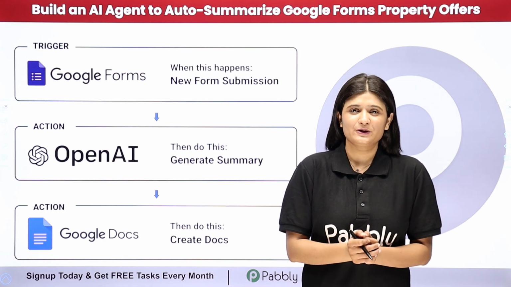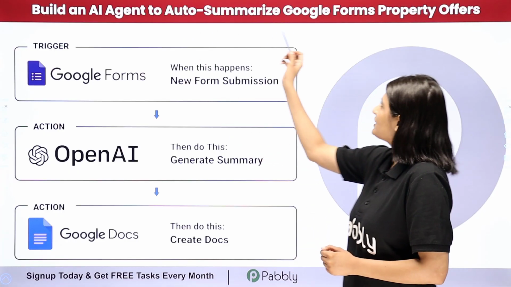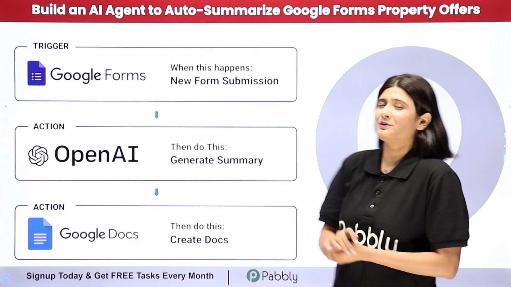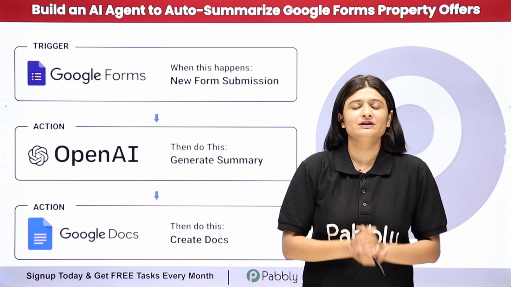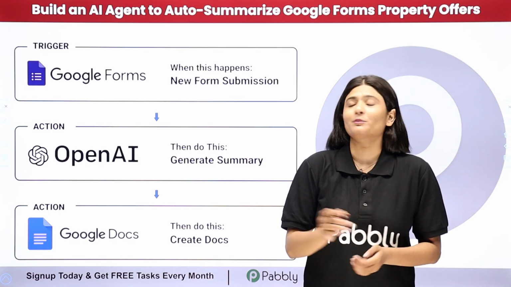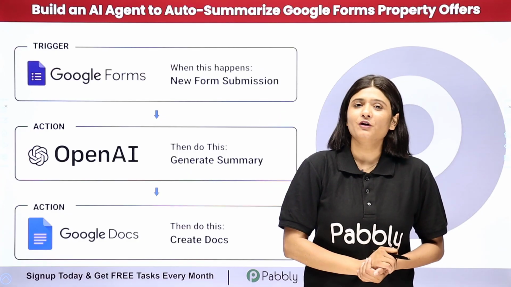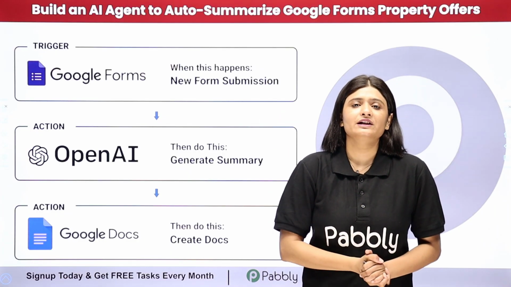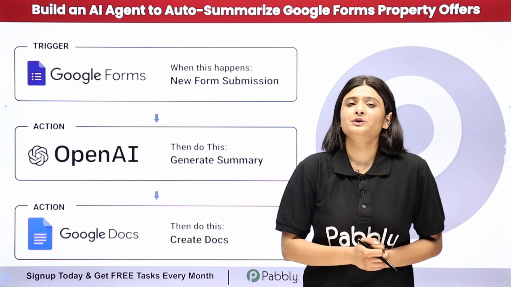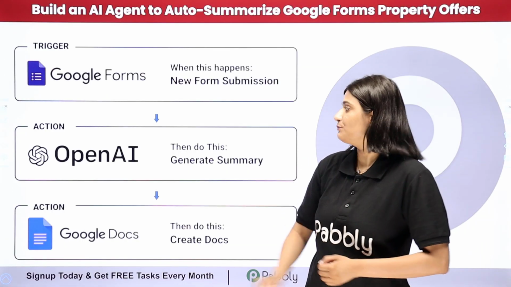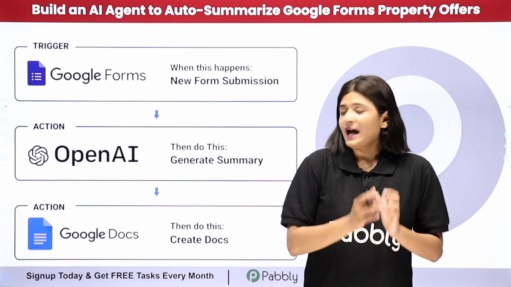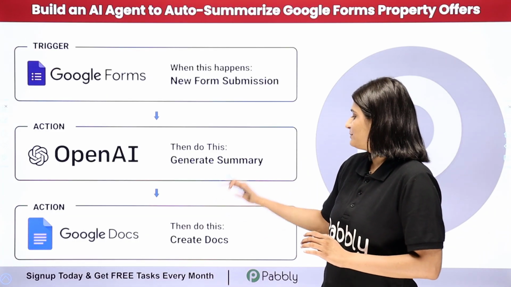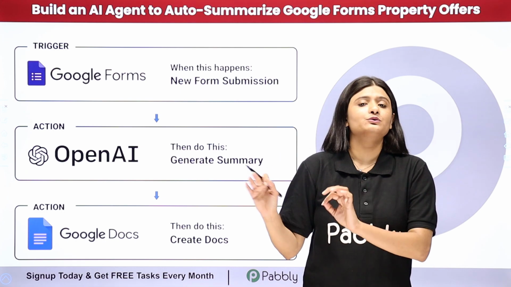In this video, we are going to learn how to build an AI agent to auto-summarize Google Forms property offers. So let's suppose I'm a real estate agent and I'm receiving many property offers for my properties from my buyers with the help of Google Forms. Now I want that whenever I receive a new offer, it should be automatically summarized with the help of an AI agent. Here I'm going to take my AI agent as OpenAI, and then as soon as the summary has been generated, it should be added to my Google Docs.